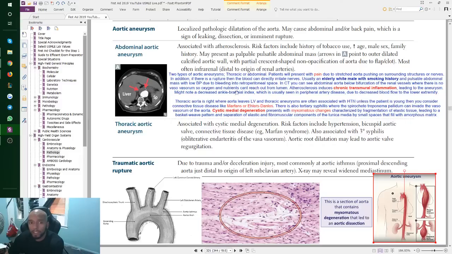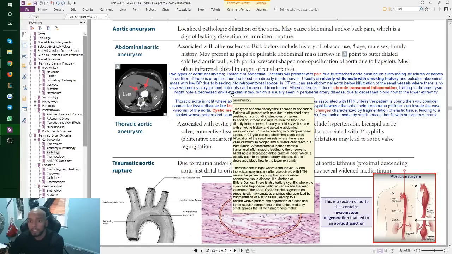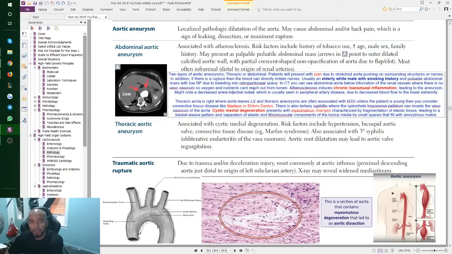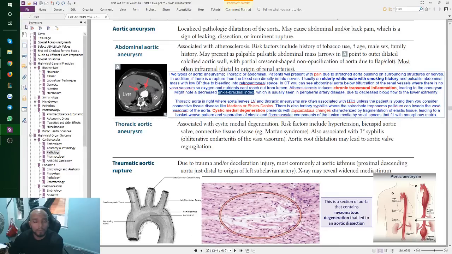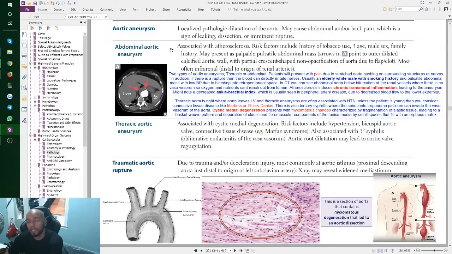Might note a decreased ankle brachial index, which is usually seen in peripheral artery disease due to the decreased blood flow to the lower extremity. Right? That's a pretty nice tiny point to keep in mind because it hasn't been mentioned before. So let me actually put that in bold. Because that ankle brachial index thing is something that you might not think of really, but it's definitely something that makes sense, right?